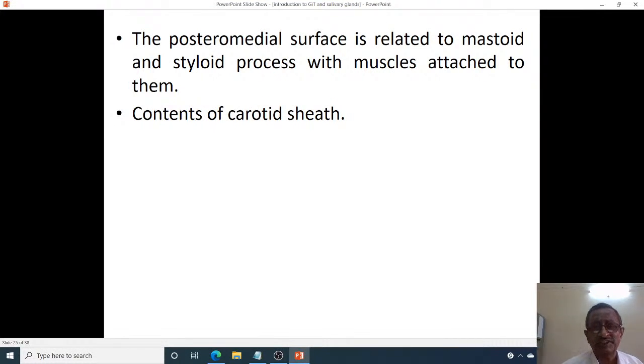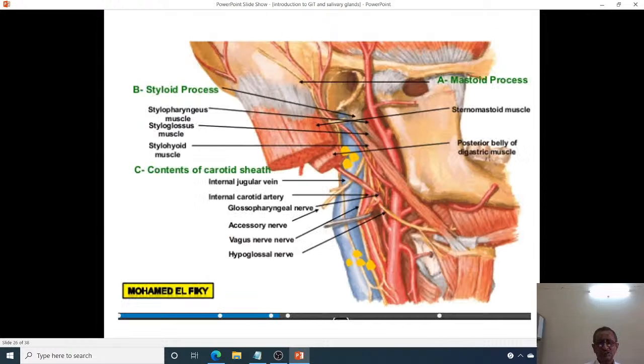The posterior medial surface is related to the mastoid process and styloid process, with the muscles attached to them, and then the contents of the carotid sheath. Here we have removed the parotid gland, and the posterior medial surface is related first to the mastoid process, which has the attachment of the sternocleidomastoid muscle and also the posterior belly of the digastric muscle.